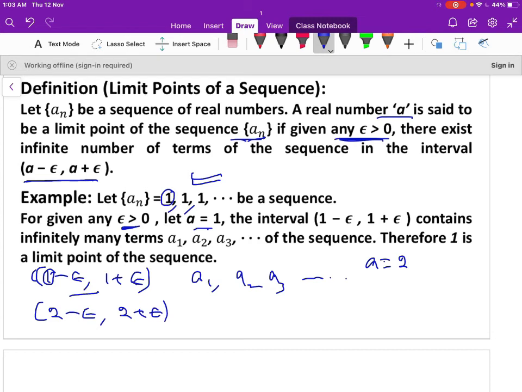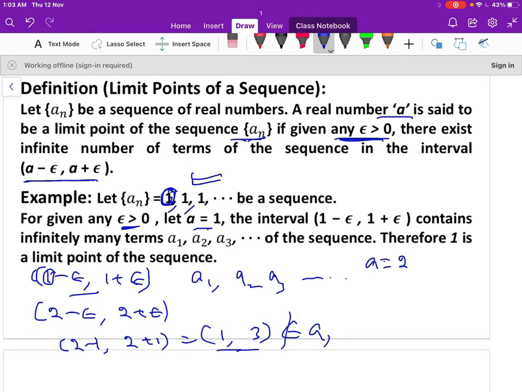Let me take epsilon equal to, for example, 1 here. 2 minus 1 comma 2 plus 1 is equal to 1 comma 3. Let us check whether the first term is inside the interval or not. It is an open interval, so the first term a1 does not belong to the interval. Even the second term does not belong to the interval 1 comma 3.